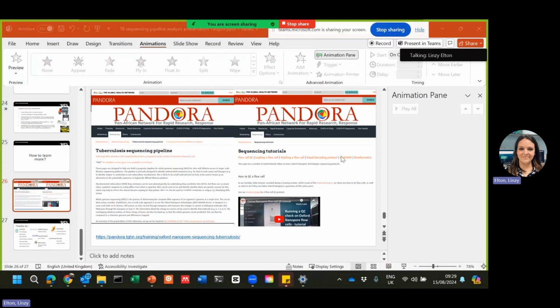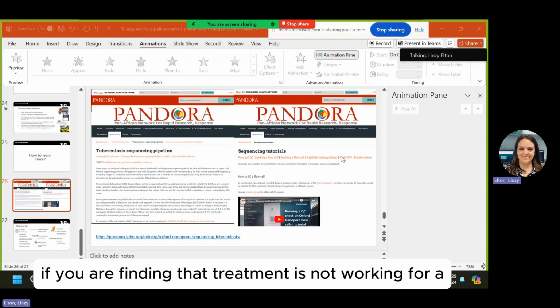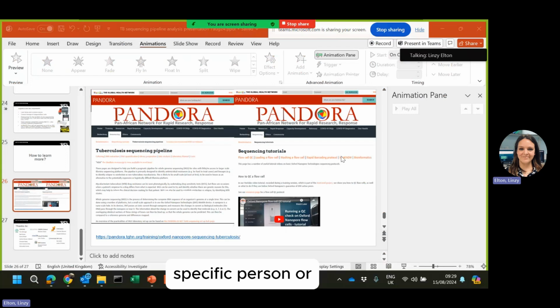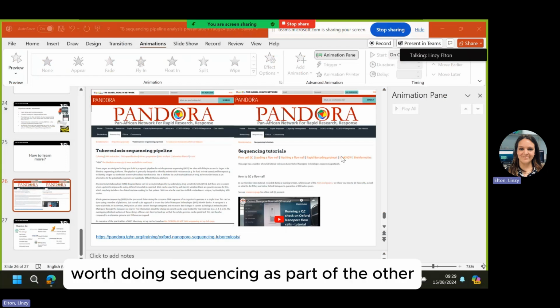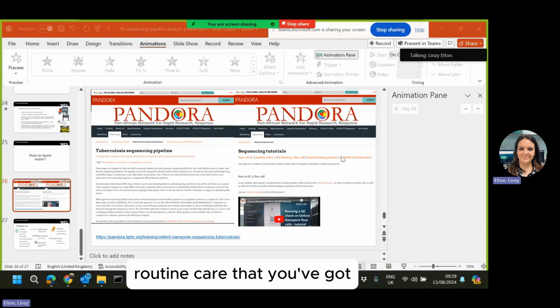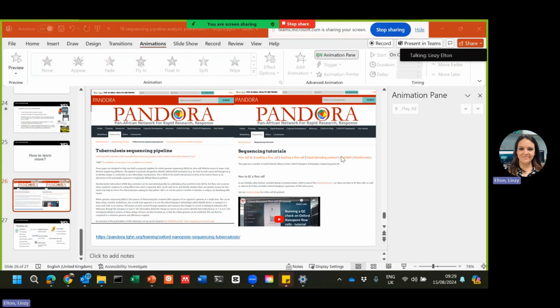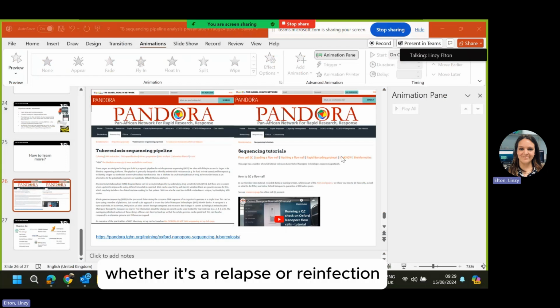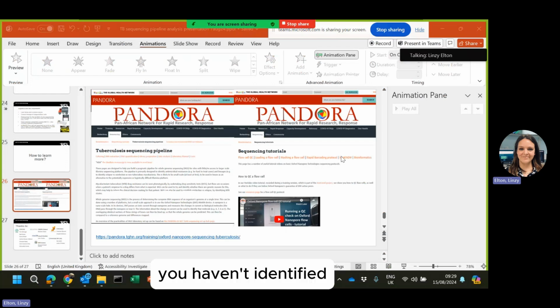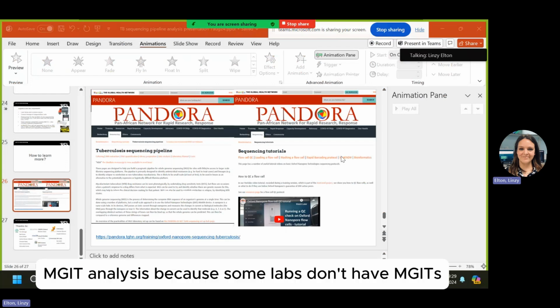One month. Yeah, so not the quickest, but you get a lot of detail from it. And as I say, if you are finding that treatment is not working for a specific person, or something is not quite right, then it might be worth doing sequencing as part of the other routine care, to try and identify whether it's a relapse or a reinfection, or whether there's some resistance that you haven't identified as part of phenotypic analysis. Or if you don't do phenotypic MGIT analysis, because some labs don't have MGITs.